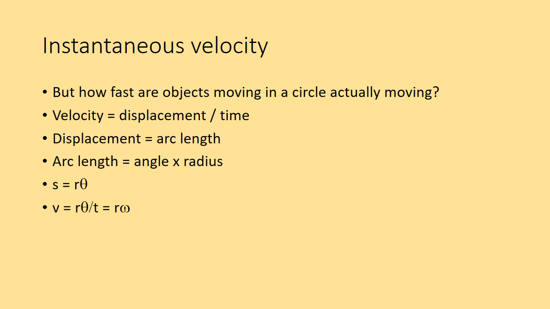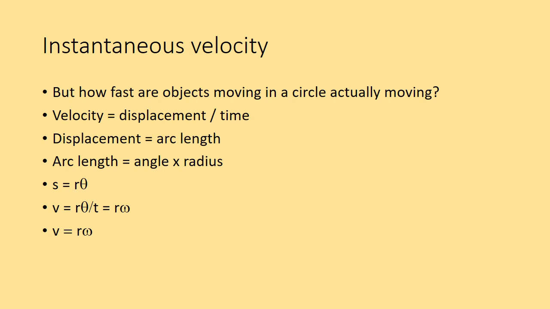Okay, so we can use our velocity as displacement divided by time. So that's r theta divided by time. And we've already said that theta divided by time, the angular displacement divided by the time taken, is the angular velocity. So our instantaneous velocity, the velocity of the object itself, is the angular velocity multiplied by the radius. Okay, so there we go.